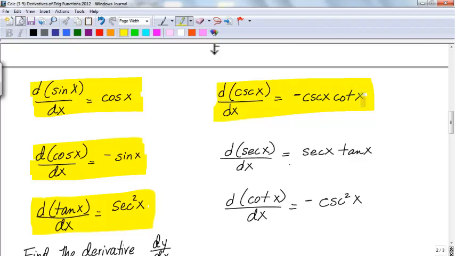The derivative of cosecant x is a negative cosecant x cotangent x. Derivative of secant x is secant x tangent x. And then the last one, derivative of cotangent, is a negative cosecant squared x. And again, you can pause if you need time to write those down. Okay, and then you should have time to work on your homework. Okay, and then if you have questions, be sure you ask. We will go over things at the next class period.